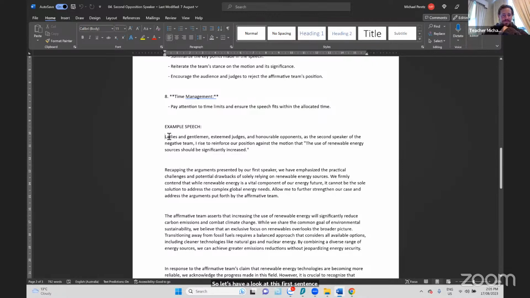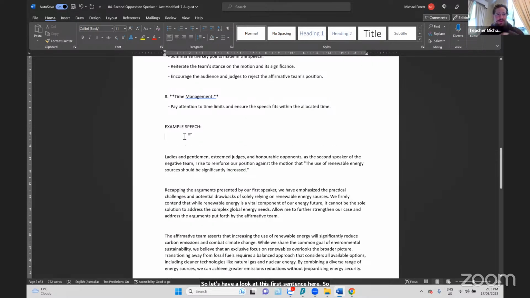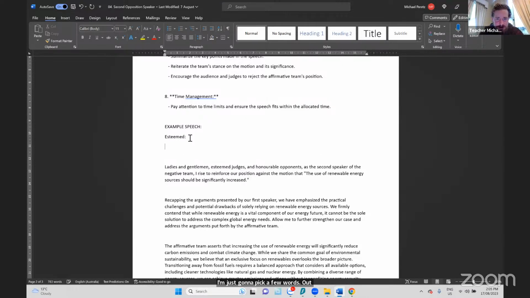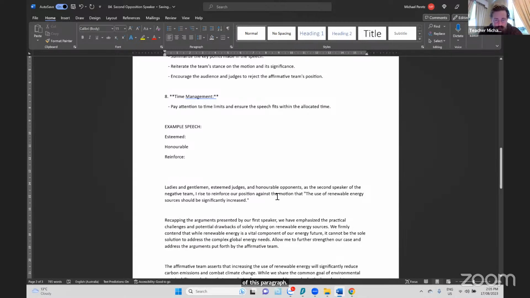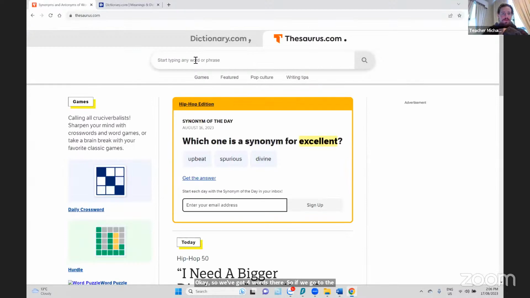I'm just going to pick a few words out of this paragraph. Okay, so we've got 4 words there. So if we go to the thesaurus here, we can type in esteemed.